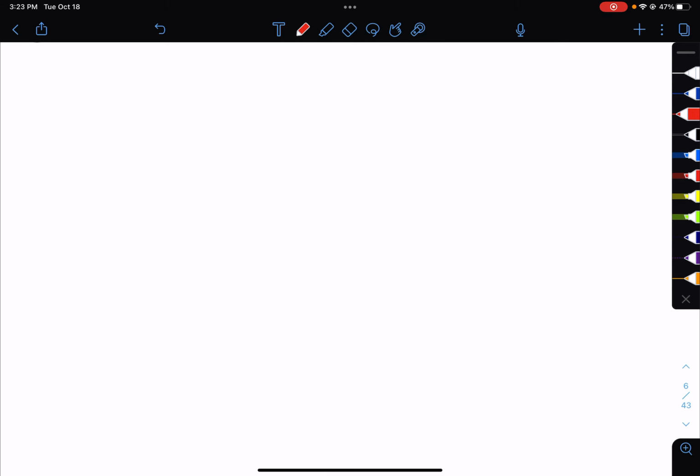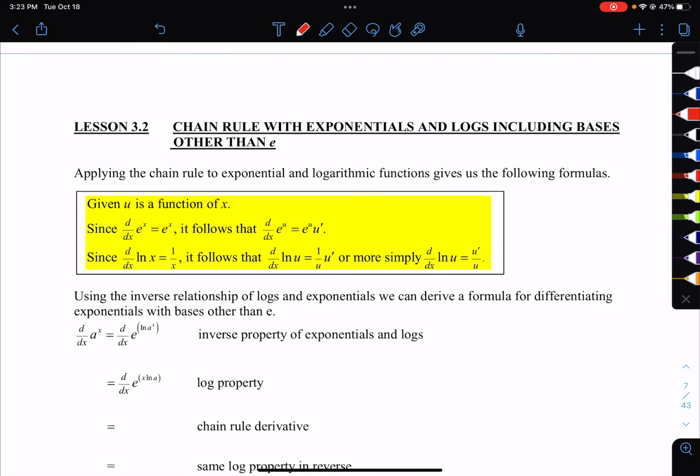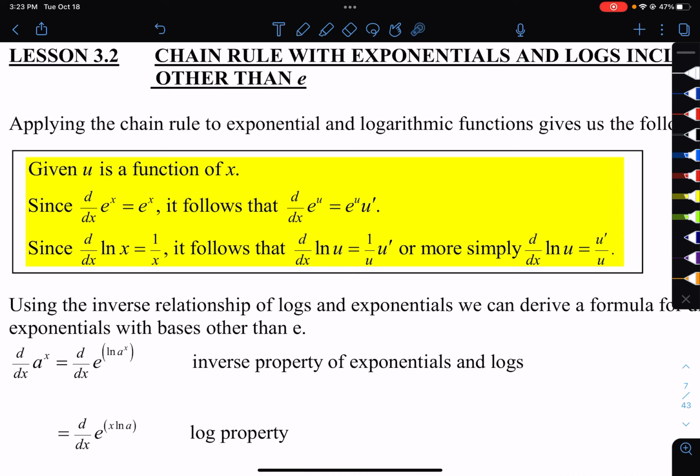All right, so a couple of formulas. I'm not going to go through the proofs. I'm just going to give you a formula, and I'm going to show you an example of using that formula. The first formula that you've already seen is the derivative of e to the x is just e to the x. We did that in chapter 2. The derivative of e to the x is e to the x.